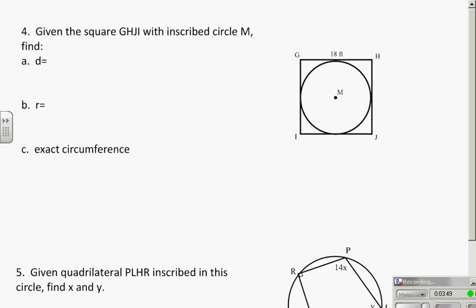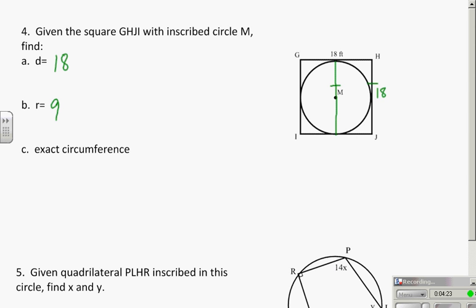Given a square, GHJI, with an inscribed circle M, find the diameter and find the radius. At first, it doesn't seem like we have enough information, but remember this is a square, so this side is also 18. Finding the diameter, if I draw one in here, I see that the diameter is really the same as the sides. If you think about putting a square in a box, the diameter is the same length as the side of the square. So that means the diameter is 18 and the radius is 9.